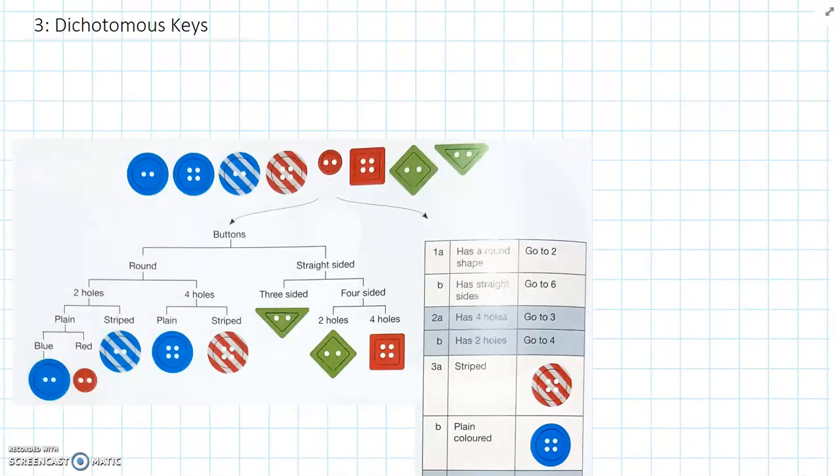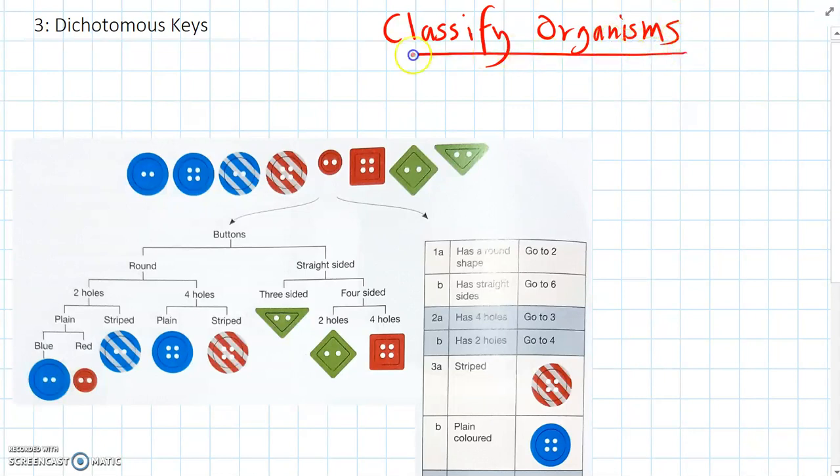We've seen before that living things are really diverse and they come in all different shapes and sizes. So one of the most important things that biologists need to do is to classify different organisms, different living things. And classification is an important branch of biology that scientists need to do.